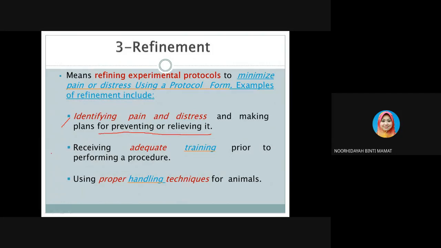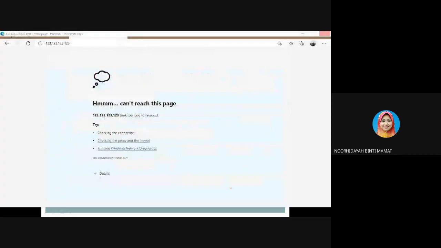The second refinement includes receiving adequate training prior to performing a procedure. So first we need to train before we handle animals in any experiments. The third refinement includes using proper handling techniques for animals, in order to reduce the pain or distress to the animals.